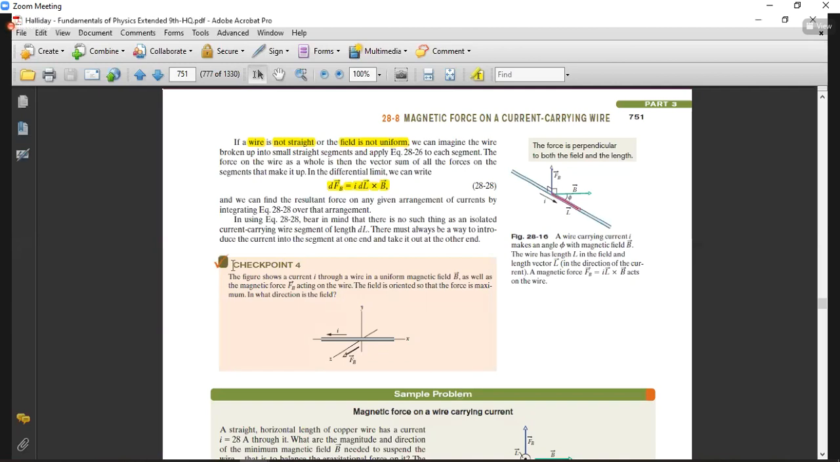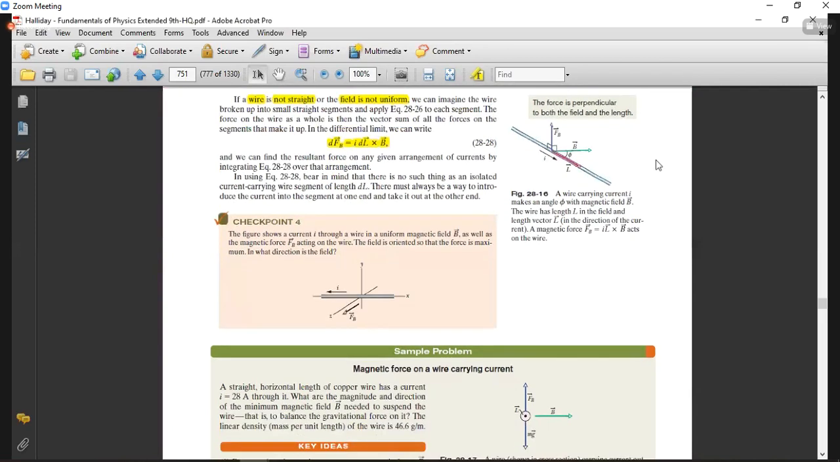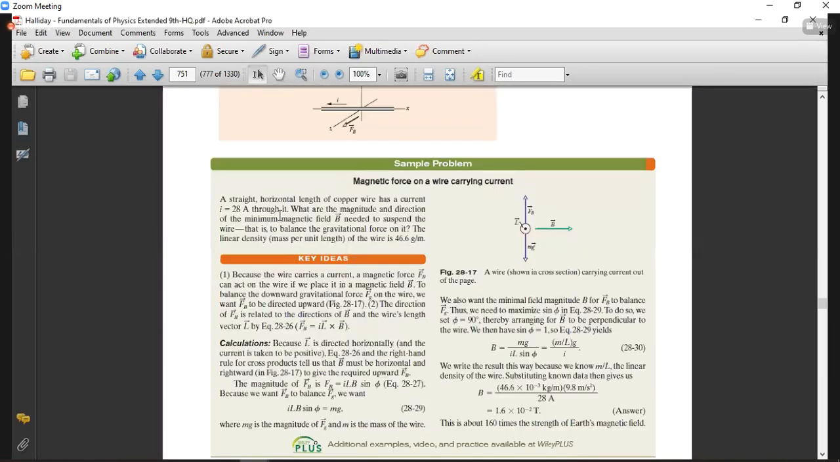The next numerical is related to this magnetic force. Let's suppose you have a straight horizontal length of copper wire which has a current of 28 ampere through it. What are the magnitude and the direction of the minimum magnetic field needed to suspend the wire? That is, to balance the gravitational force on it.